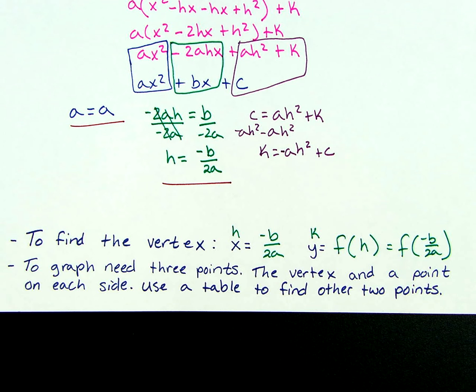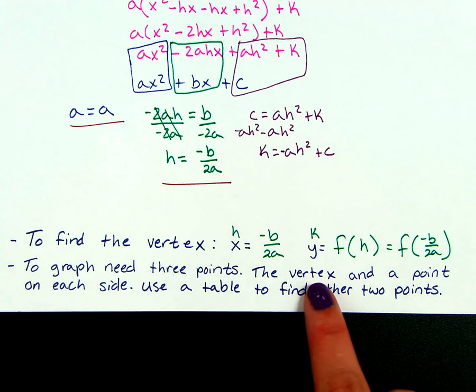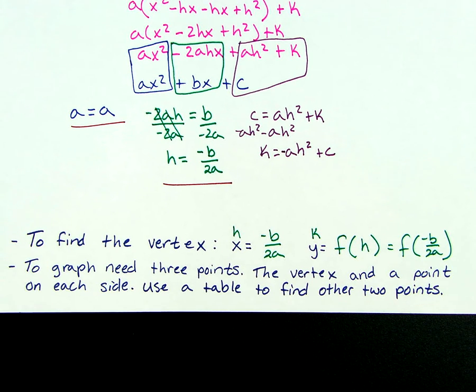And then from there, we should be able to graph. We still need at least 3 points. We still start with the vertex. And then we want to pick an x value on each side of it. And then we would use a table to help us find our other points.